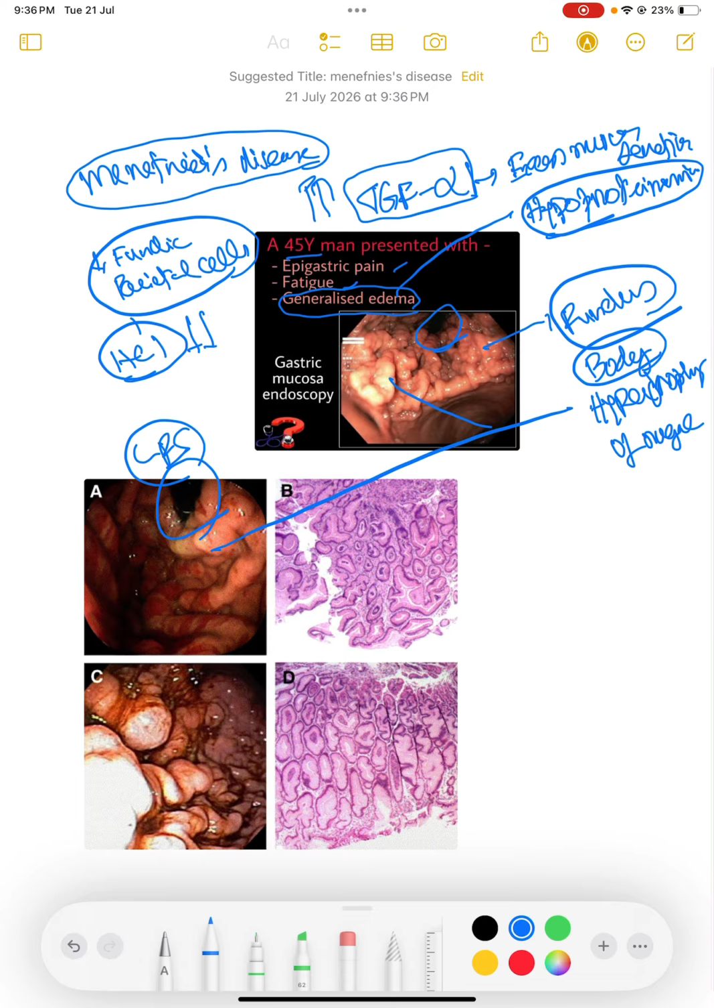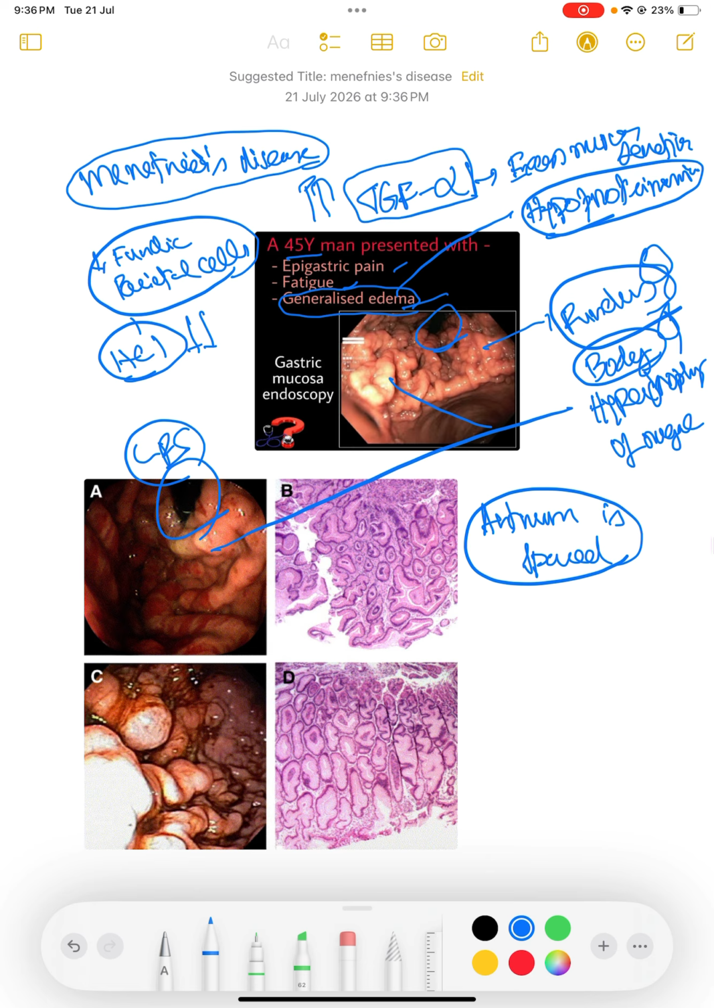One more important thing in this disease is the antrum is spared, or the antrum is not involved. Most commonly it is the fundus and the body. As you can see in both the pictures, the endoscopy is showing the fundus on the J maneuver. The patient is having generalized edema due to hypoproteinemia, and there is a vague epigastric pain and fatigability.